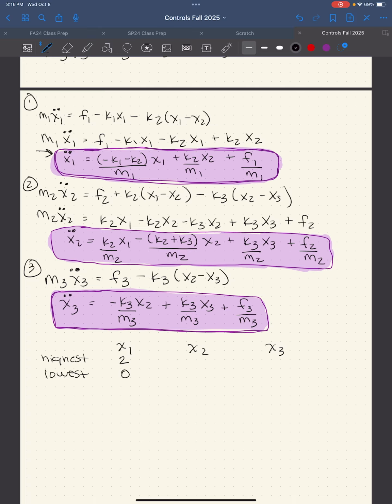The same thing happens for x2. I have an x2 double dot in the second equation. I have a plain Jane x2 in the equation itself. x3 double dot is in the third equation, and plain Jane x3 is on the right-hand side of that same equation, so 0.